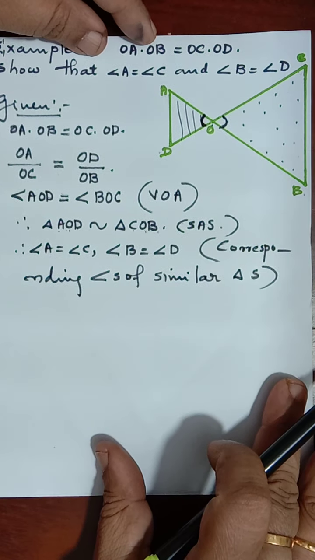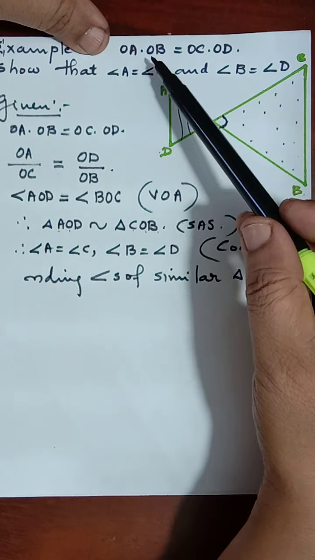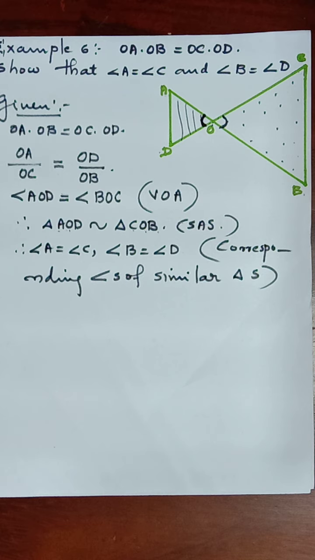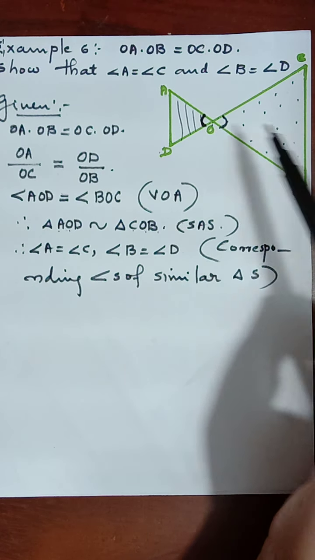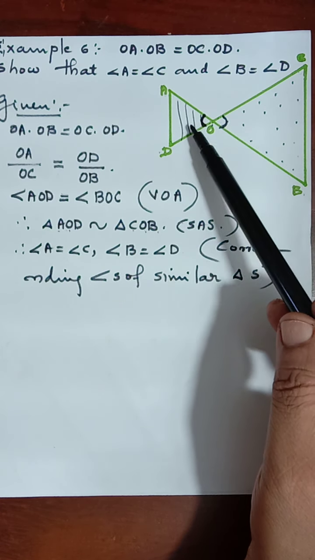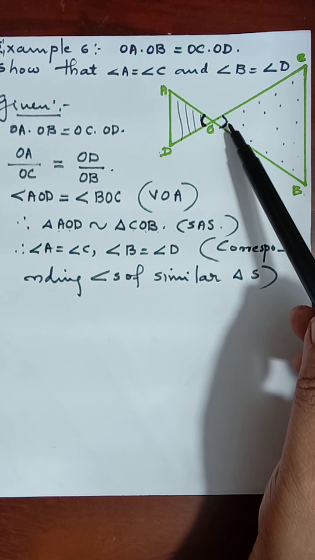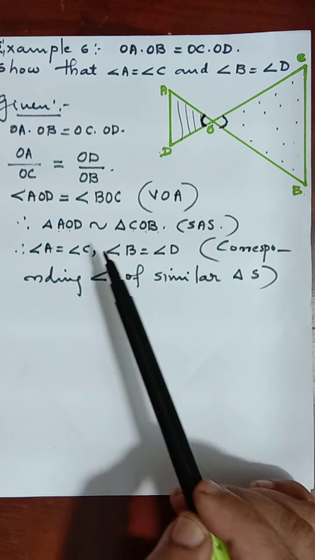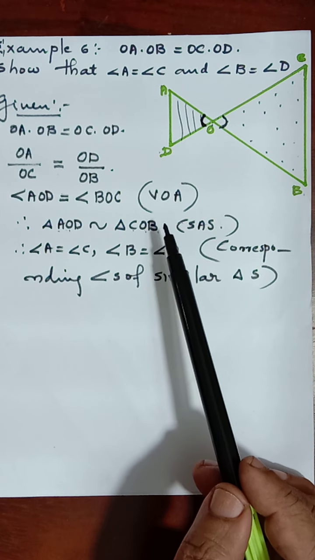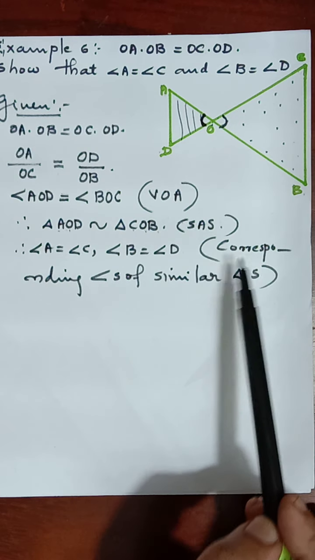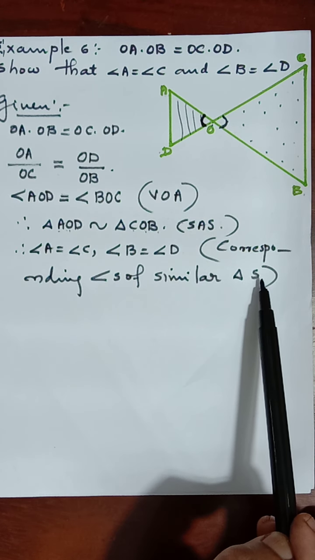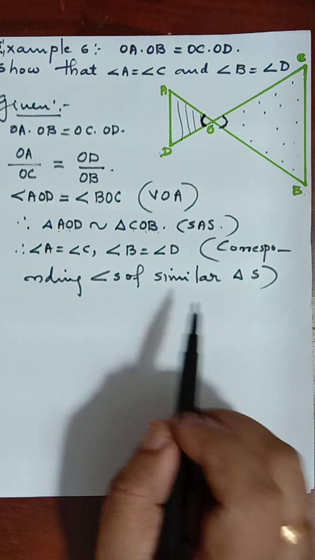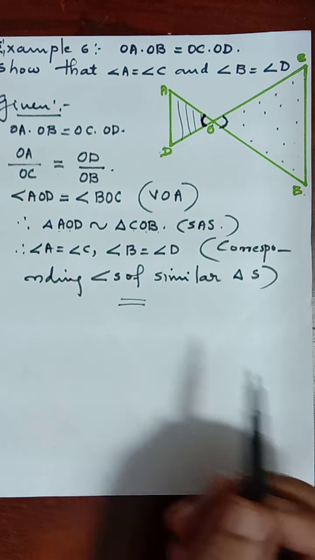So here from whatever is given, we will be writing proportionality. After writing proportionality, you have to check for the third point, that is in this case the included angle. They are vertically opposite angles. So by considering SAS similarity criterion, two triangles are similar. If two triangles are similar, corresponding angles are equal. Corresponding sides are proportional. Here we need corresponding angles equal, and we proved it.